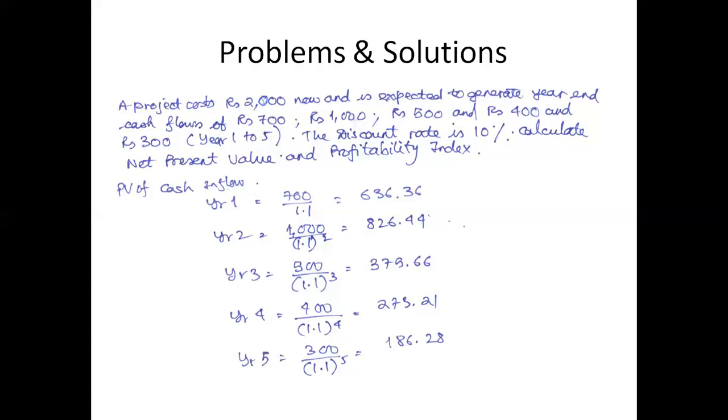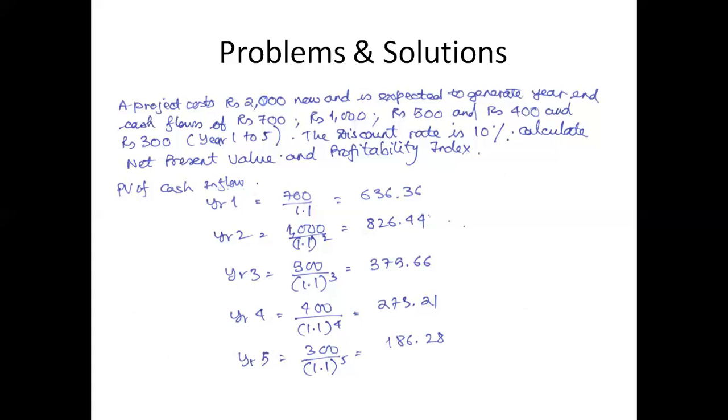The present value of cash inflow for year 1 is 700 by 1.1, which is equal to 636.36. I have not rounded off, I have only rounded off up to 2 places of decimals. Now year 2 is 1000 divided by 1.1 whole square, that is 826.44.